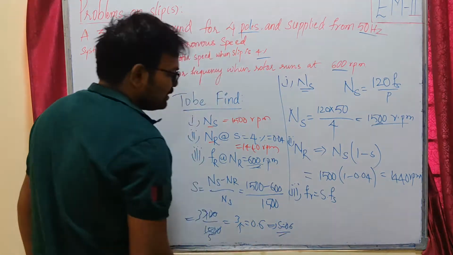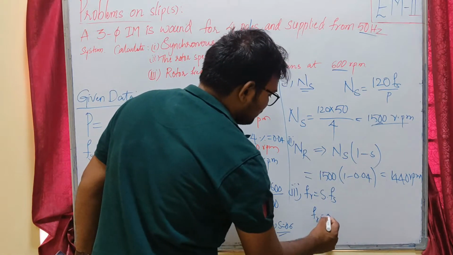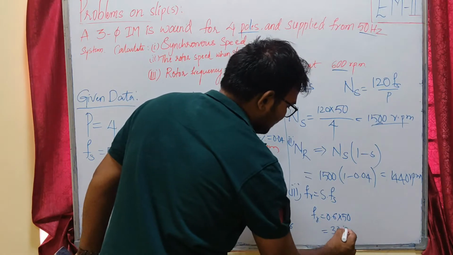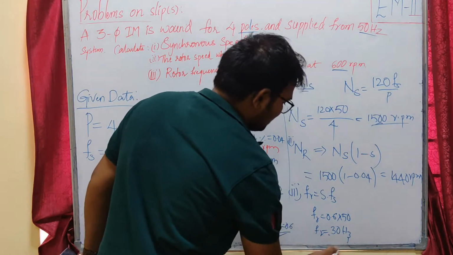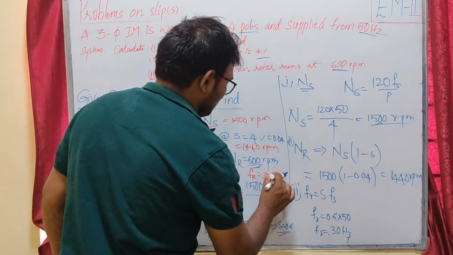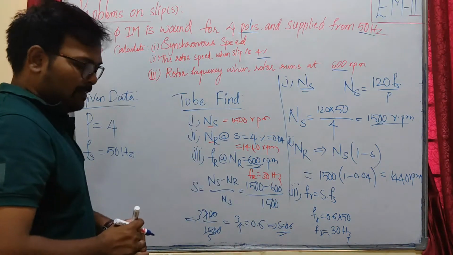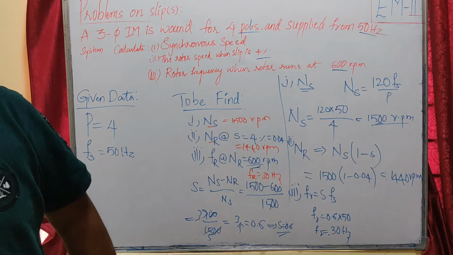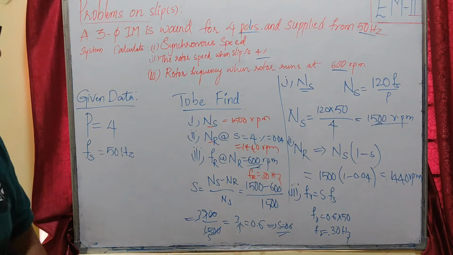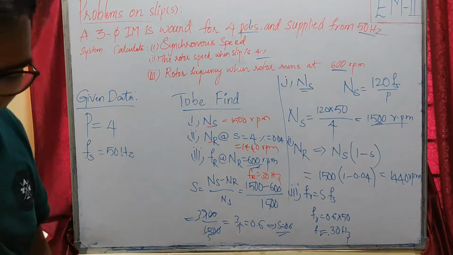I substitute this slip in the rotor frequency expression, and I get the rotor frequency as 30 Hz. Our rotor frequency FR is 30 Hz. So this is the solution.